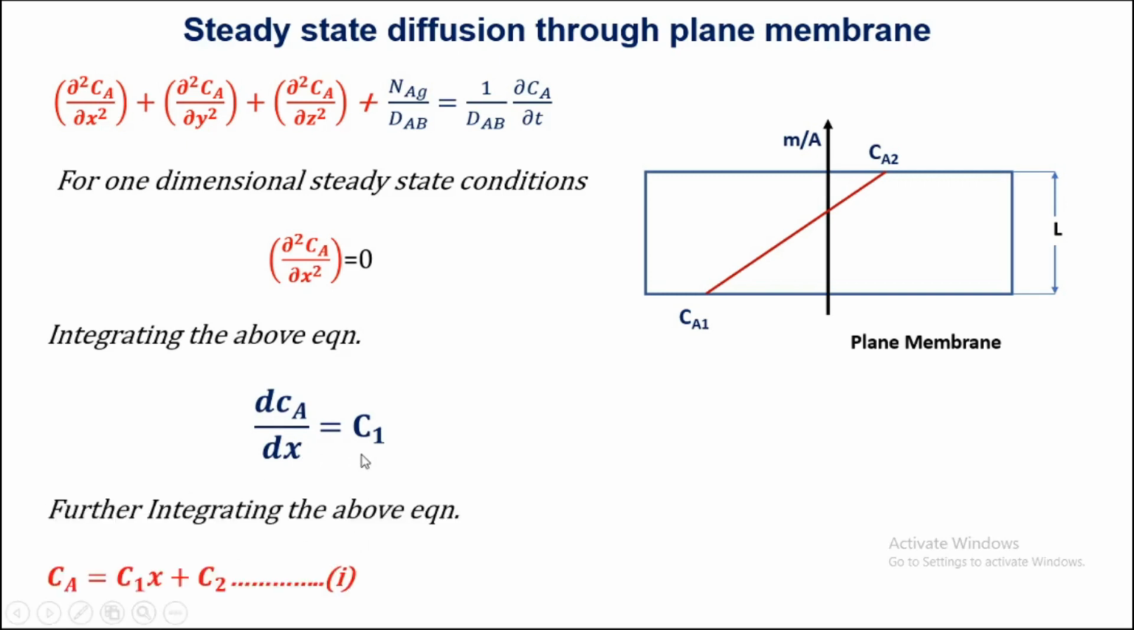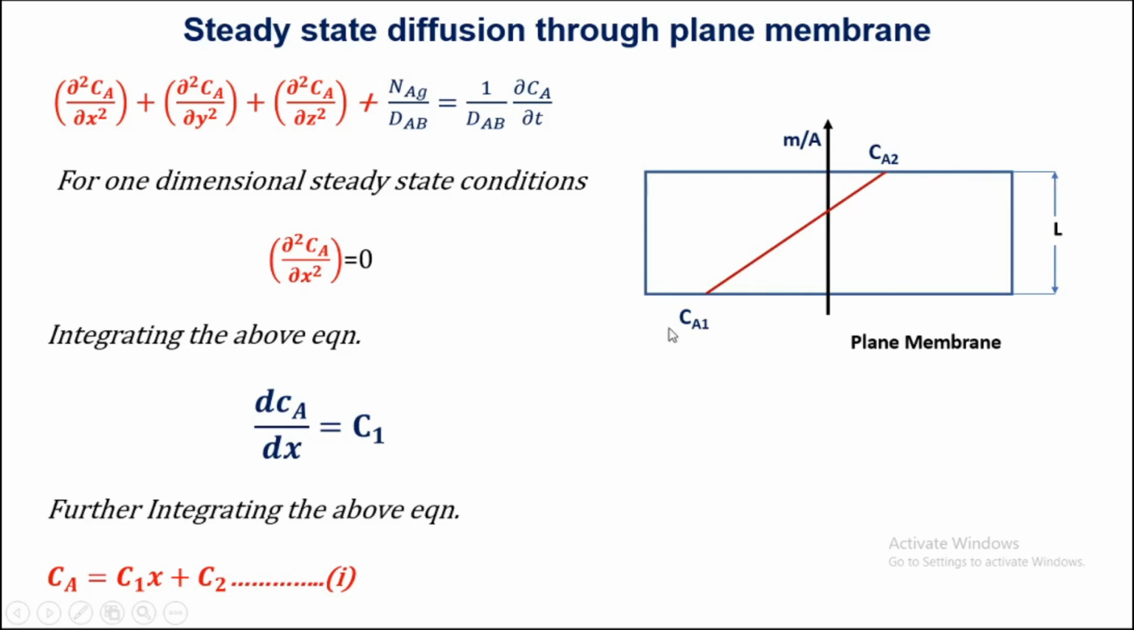Further, once again integrating this equation gives the linear form of this equation, that is Ca is equal to C1x plus C2. Number this equation as equation 1. Now we move on to the boundary condition for this system. So what is the boundary condition? When x is equal to 0, the concentration is Ca1. When x is equal to L, the concentration at this point is Ca2.